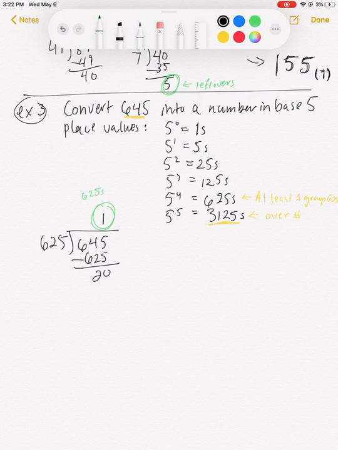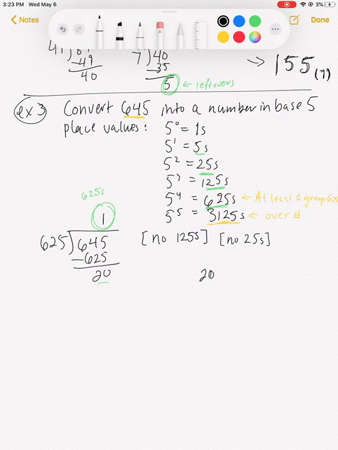Okay. Now there's 20 leftovers, but the next place after 625's place is 125's place. So I have to see how many 125's there are. Well, there are no 125's in that number. Okay, and then we go to the next place, 25's. Well, this number is still smaller than 25, so we have no 25's as well. And then we go to the next place, the 5's place. We do have 20 is more than 5, so let's see how many 5's there are.